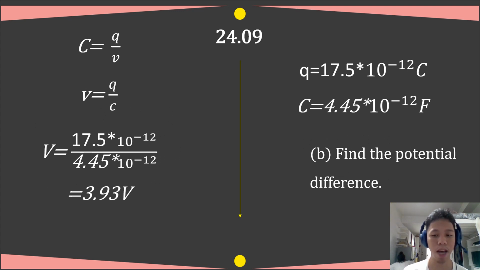After that, we were asked to find the potential difference. So in order to do that, you're just gonna use the capacitance is equal to Q over V, and then you just use algebra in order to isolate the formula for the volts, or the potential difference. And then you just substitute the given values, and for the capacitance, you use the one that you solved from the first problem, which is problem A, and then you're gonna get 3.93 volts.